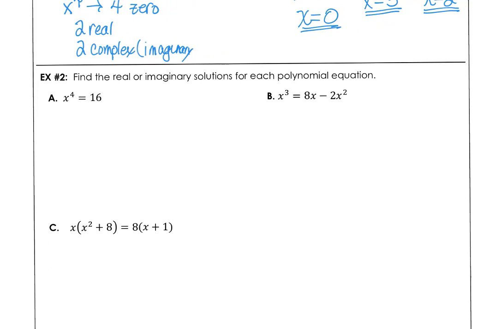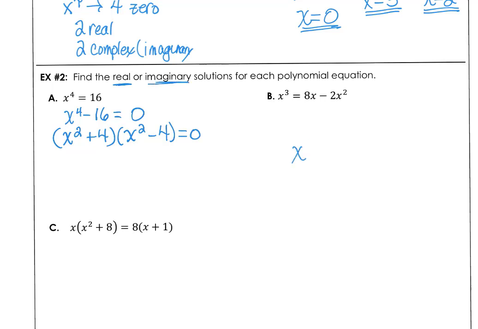Moving on to example 2, we want to find the real or the imaginary solutions for each polynomial. And in this case, x to the 4th equals 16. We're going to move the 16 over, and we're going to factor: x squared plus 4 times x squared minus 4. This is the difference of two squares. And I'm going to take the square root approach. So then I can find the real solutions and the imaginary solutions.